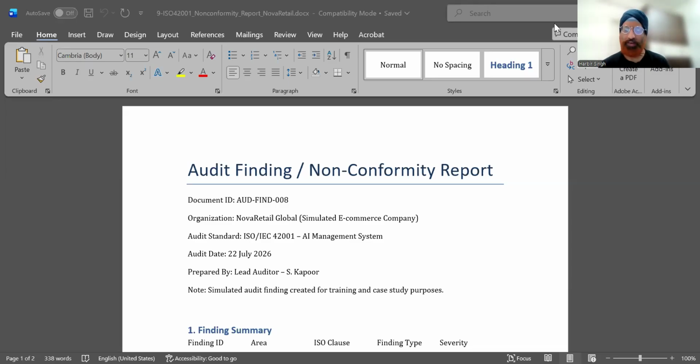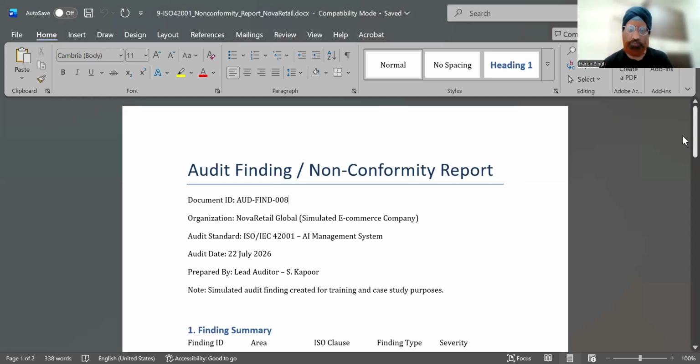Hi everyone. We are in the ninth step of this case study audit engagement, and we are 5 team members who are working together. We have done a really great job, and we have reached the ninth step. The 10th step is the last concluding step of this case study for the audit, right? So in this ninth step, we have created the audit finding non-conformity report, right?